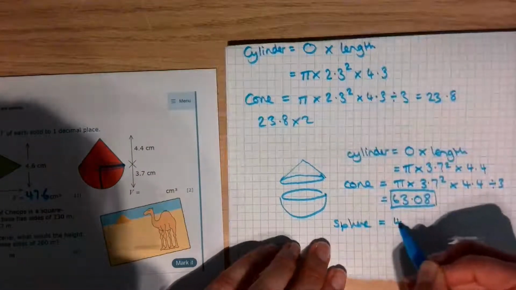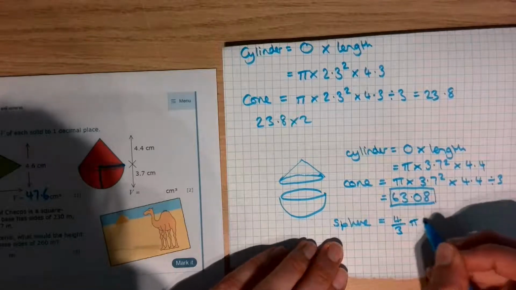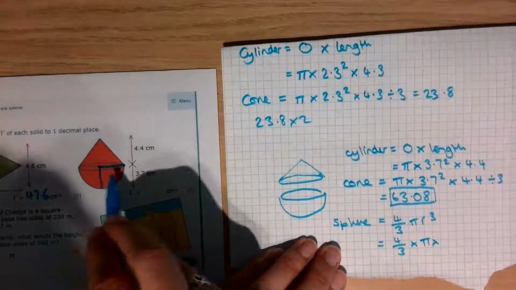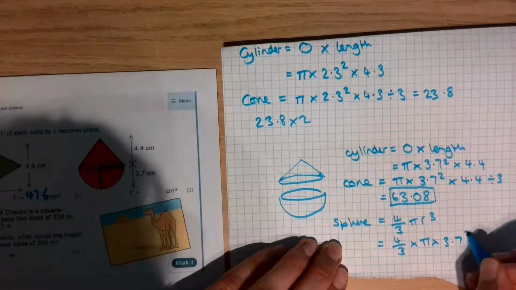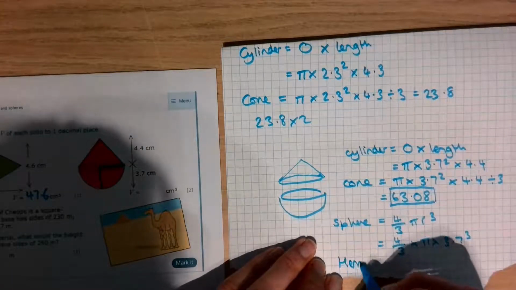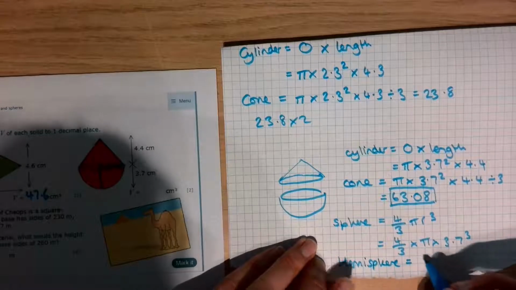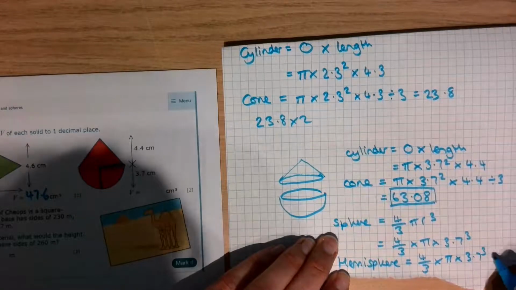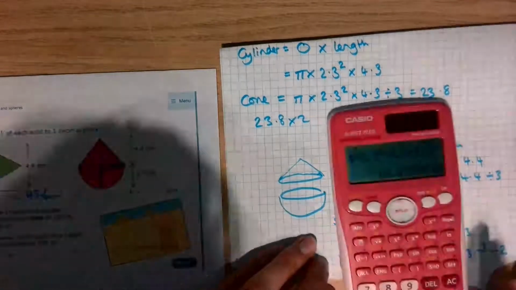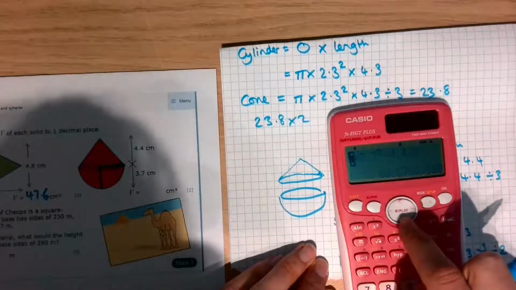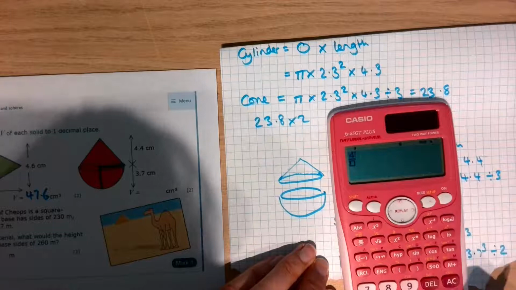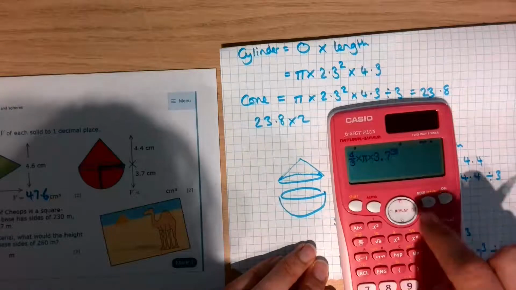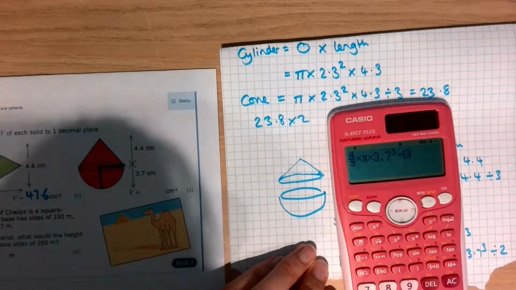So a sphere, as we will be told, is 4/3 pi r cubed. It's going to be 4/3 times pi times, we already know what the radius is because we worked out 3.7, cubed. But we want a hemisphere, which is going to be 4/3 times pi times 3.7 cubed divided by 2 because it's half of it. So into our calculator goes the fraction 4/3 times pi times 3.7 cubed divided by 2.